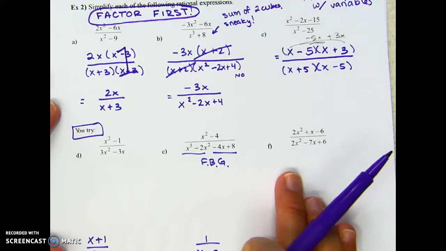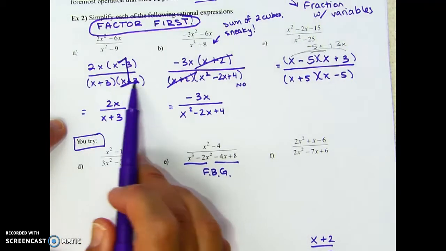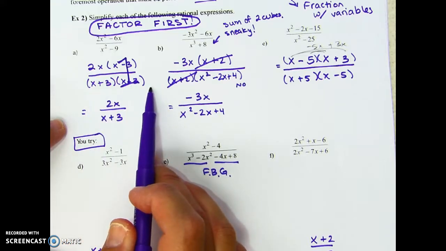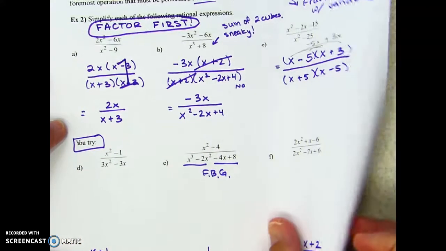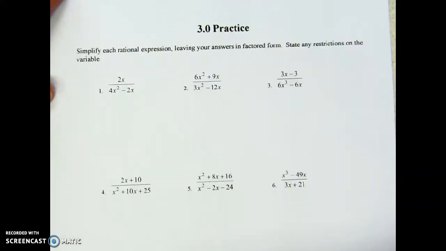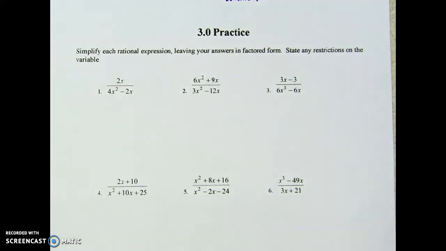I want you to try these. These are the answers. What else? The denominator can't equal 0. So what we do is we set the denominator equal to 0 to find the x's that we can't use. That's what we did here. Okay? And then you're going to practice this, and we will go over the answers when you're done.